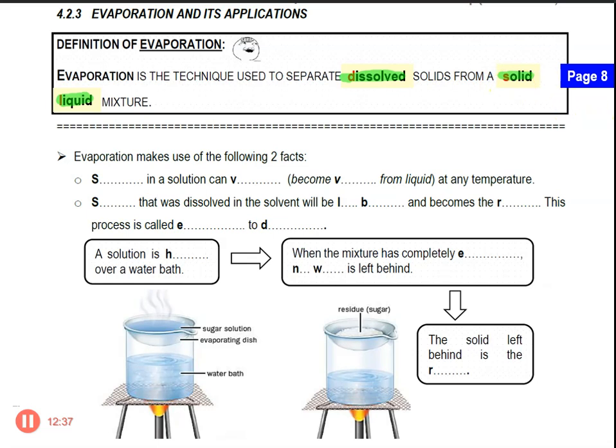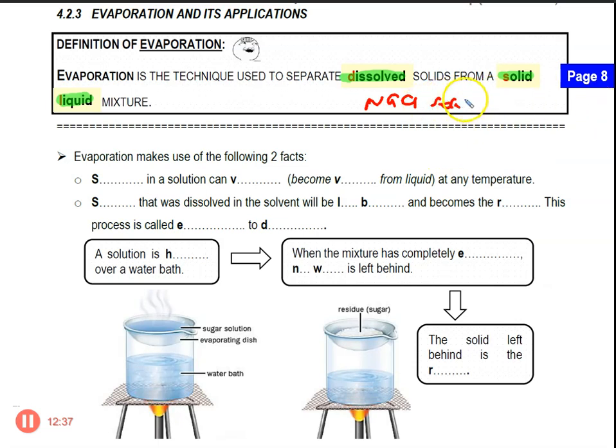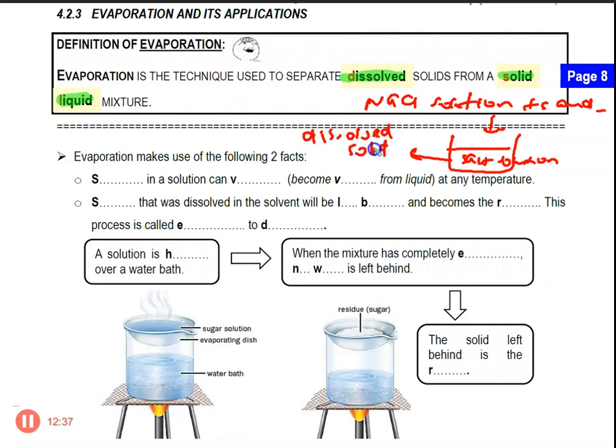What do I mean by that? Can you recall the earlier example on page 7 when we talked about your sodium chloride solution and sand? After we filter this, we are left in your filtrate with your salt solution, right? So your salt is actually a dissolved solid in water. Now if I want to get the salt crystals, so if I want to separate this solid from the solution, I want to separate the salt from the water, I will have to use evaporation.